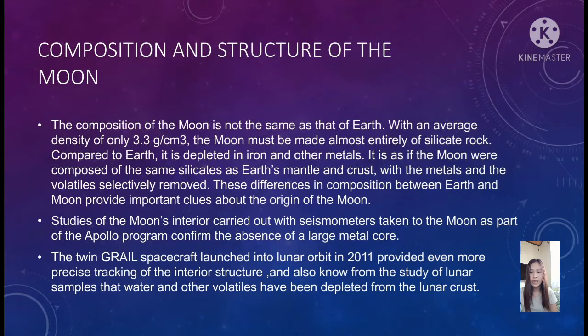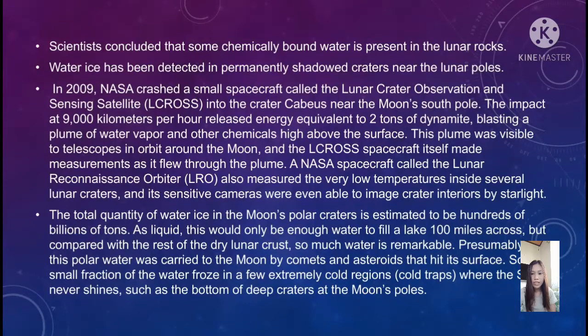We also know from the study of lunar samples that water and other volatiles have been depleted from the lunar crust. The tiny amounts of water detected in the samples were originally attributed to small leaks in the container cell that admitted water vapor from Earth's atmosphere. However, scientists have now concluded that some chemically bound water is present in the lunar rocks. Most dramatically, water ice has been detected in permanently shadowed craters near the lunar poles.